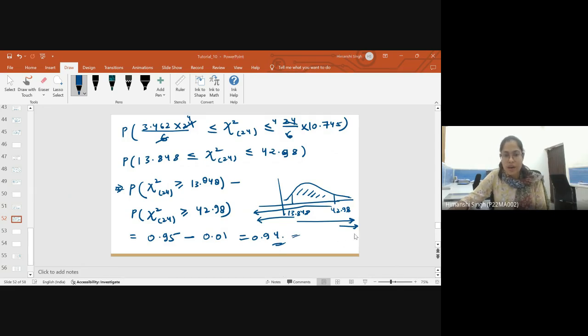So is this okay? Why we have not taken the less than quantity? Because in the table the area on the right-hand side is given. That's why I am taking the right-hand side probability.